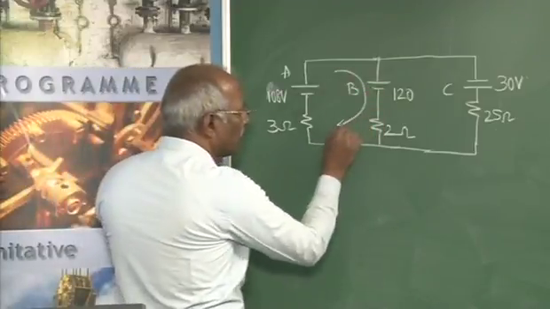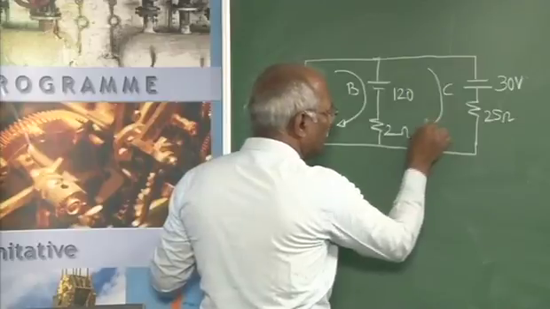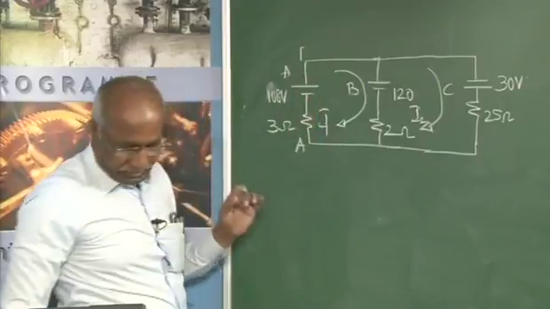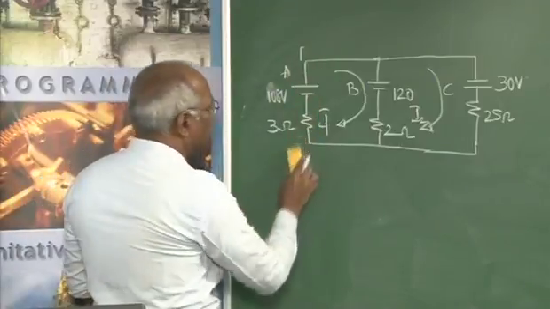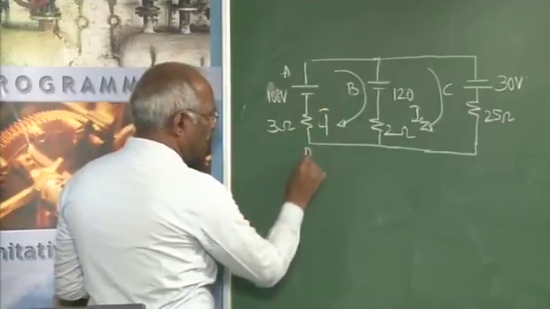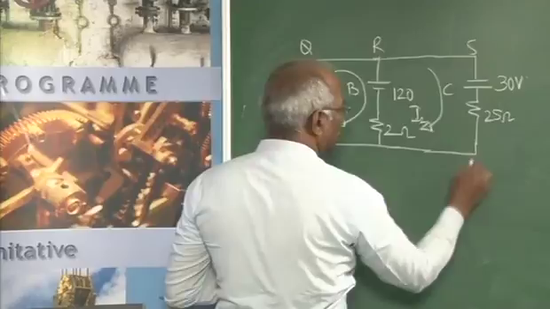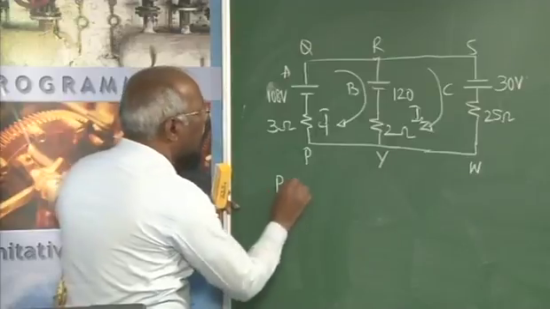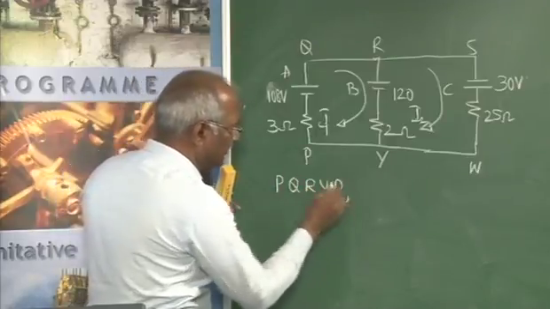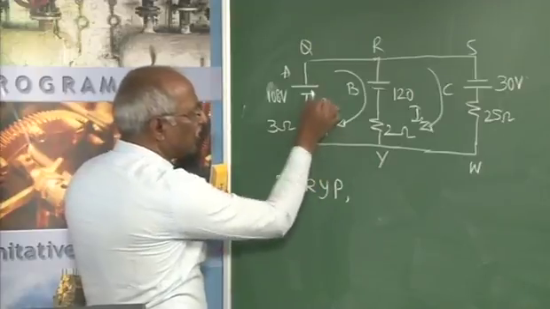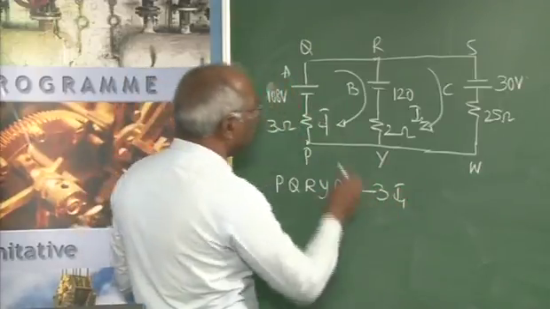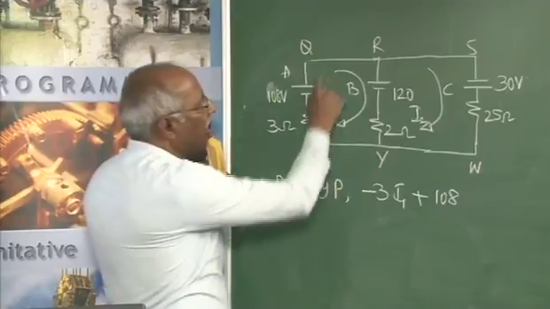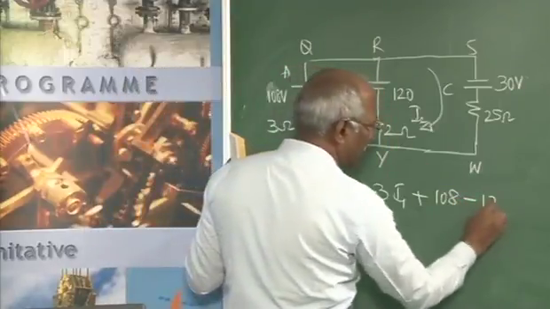Consider the loop here, say I1, and another loop here, I2. Call it A, B. Since A and B are figuring here, I will call the points P, Q, R, S, W, Y. For the loop, consider this loop, that is nothing but P, Q, R, Y, P. Start with this. Since the current flowing here, it is minus 3 I1. When it comes to here, minus to plus, that is nothing but plus 108. As I come here, plus to minus, it is minus 120.